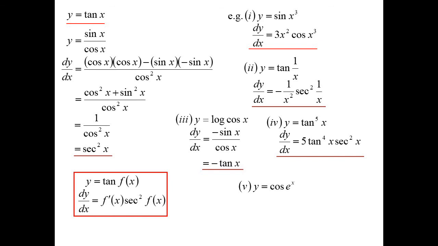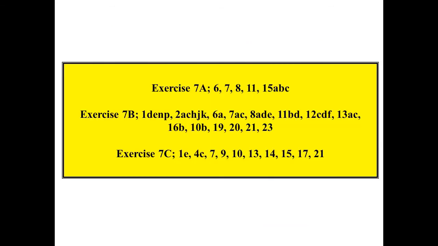Cosine of e to the power of x, differentiate the angle, e to the power of x, differentiate it, we get e to the power of x. Cosine goes to minus sine, and so we end up with minus e to the x sine e to the x. That's our questions to do.